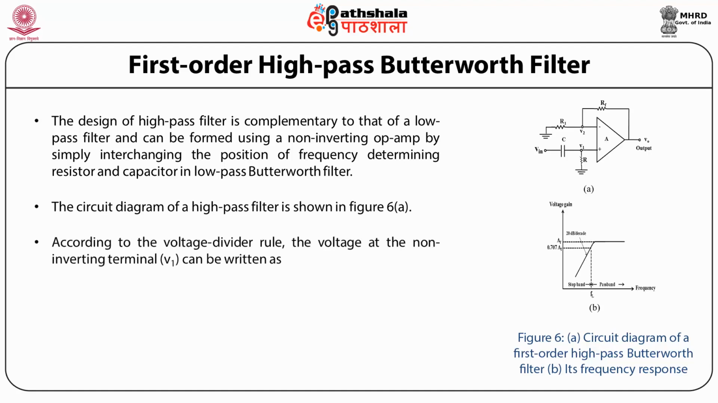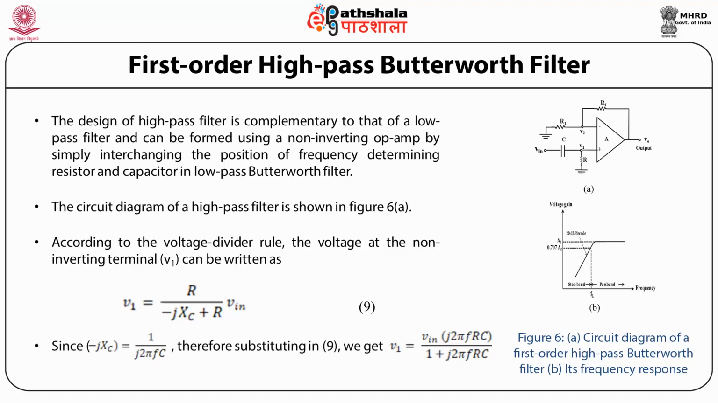According to the voltage divider rule, the voltage at the non-inverting terminal V1 can be written as V1 is equal to R divided by minus jXc plus R into Vn. Since minus jXc is equal to 1 divided by j into 2 pi Fc, therefore, substituting in the above equation, we get V1 is equal to Vn times j into 2 pi F RC divided by 1 plus j into 2 pi F RC.